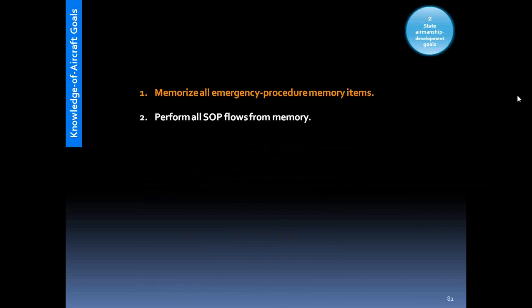He's going to perform all standard operating procedure flows from memory. A much better way to operate a cockpit is to have flows. All the checklist items should be included in flows. You start in one part of the panel and you flow across and come down and go around, whatever it is for your airplane, and then you use the checklist to check that you did all those.